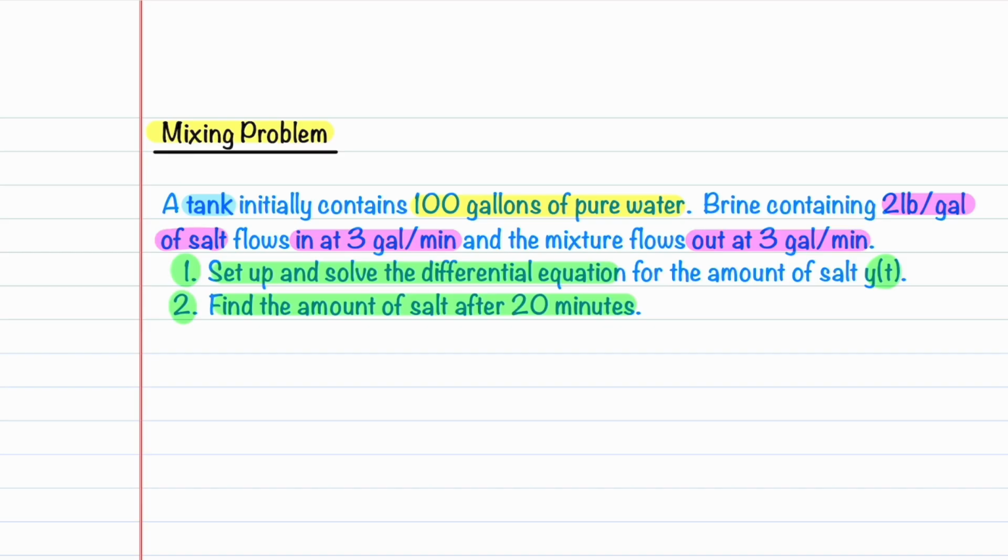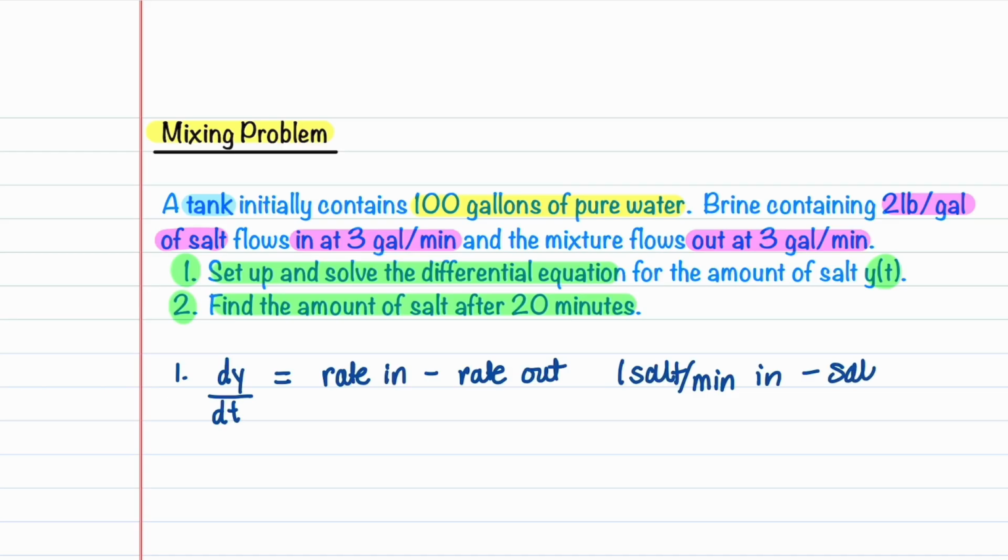The differential equation for the amount of salt is going to be the rate of change of the salt is equal to some quantity. So let's write down dy dt, that's the rate of change of the salt. It is going to be equal to the rate in minus the rate out. That just means it's going to depend on the salt per minute in minus the salt per minute out. And that's what we have to figure out.